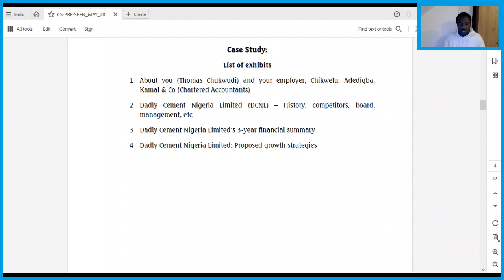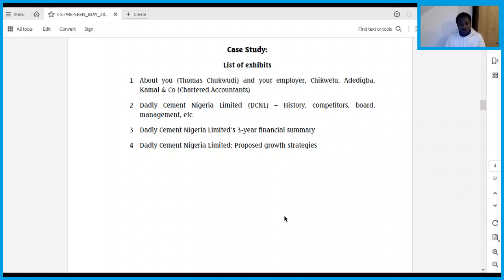Having said that, you are employed in an audit firm called Shiwelu, Adedigba and Kamal and Co., Chartered Accountants. Then there is a client called Dudley.